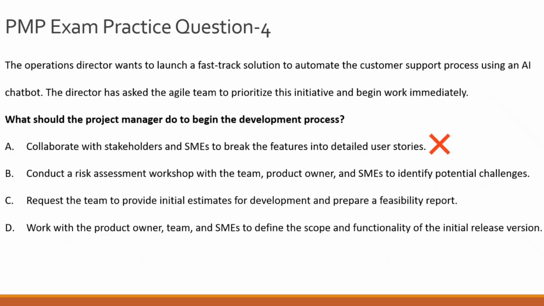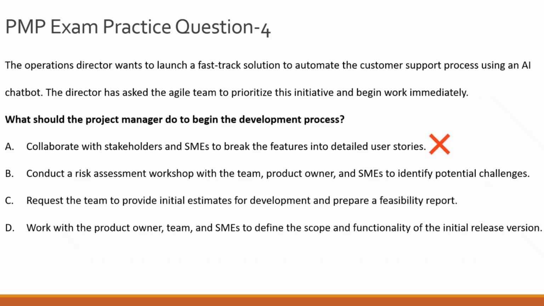Before user stories can be developed, the project team must first define the overall scope and the functionality of the solution. Without a clear understanding of the project's priorities, or let's say the boundaries of what constitutes the product's initial version or MVP, diving into user stories might be quite tricky and might result in a lot of misalignment between the product and the business goals, okay? So this option, although it may be relevant in the later process, is not the appropriate first step. So we can rule out option A.